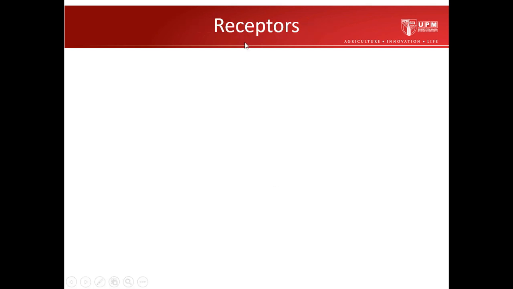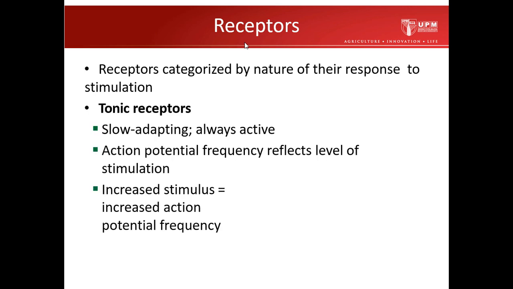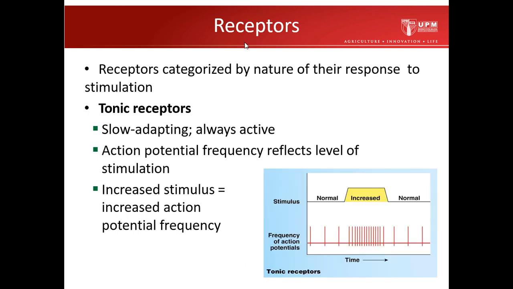So receptors can also be categorized based on the nature of their response to stimulation. The first one is the tonic receptor. A tonic receptor is a slow adapting receptor. They are always active and generate action potentials at a frequency that reflects the background level of the stimulation. So when the stimulus increases or decreases, the rate of action potential generation changes accordingly.